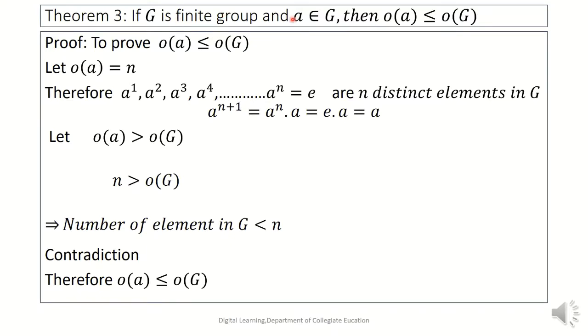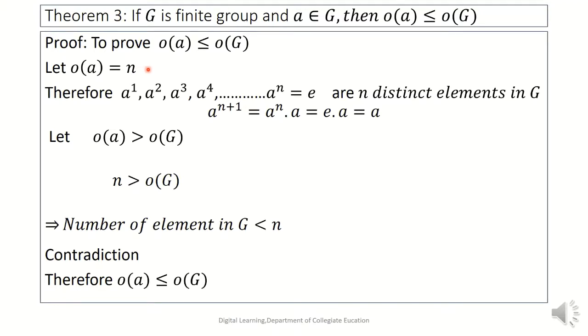Now come to the point, order of an element. The order of an element a in a group G is the least positive integer m such that a to the power of m is equal to e. Suppose if it is n, then a to the power of n is equal to e. That definition you learnt in the last video. Here we have to prove every element's order is always less than or equal to the order of the group G. To prove this theorem, let us take n to be the order of a.